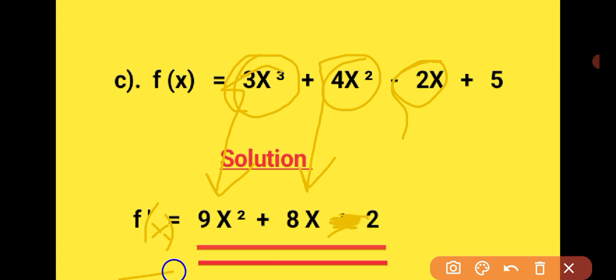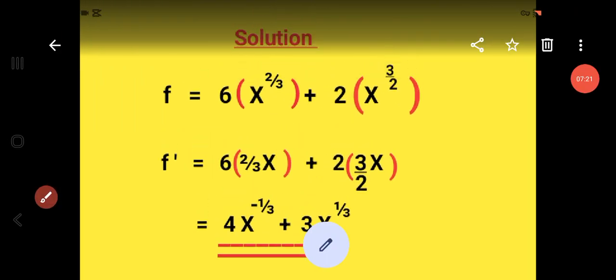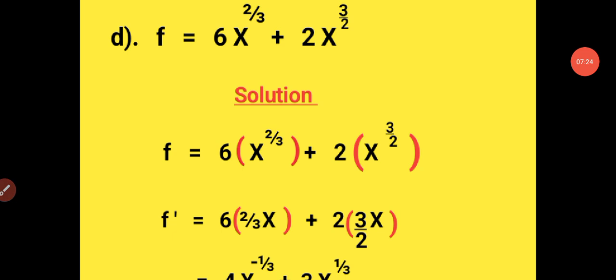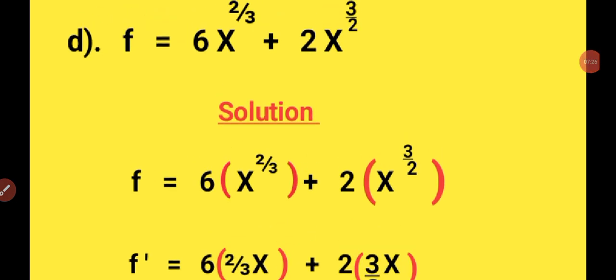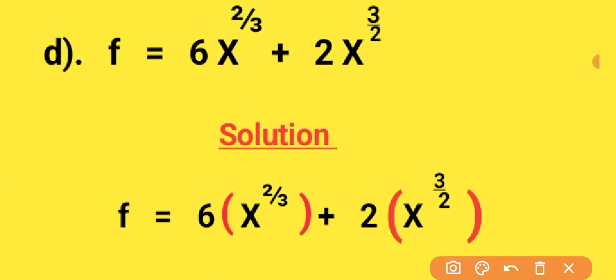So now in overall, the answer is going to be 9x squared plus 8x minus 2 for part C. So let us go to part D. In our part D, we have f. This f here is supposed to be f of x. x should be in the bracket in front of f.